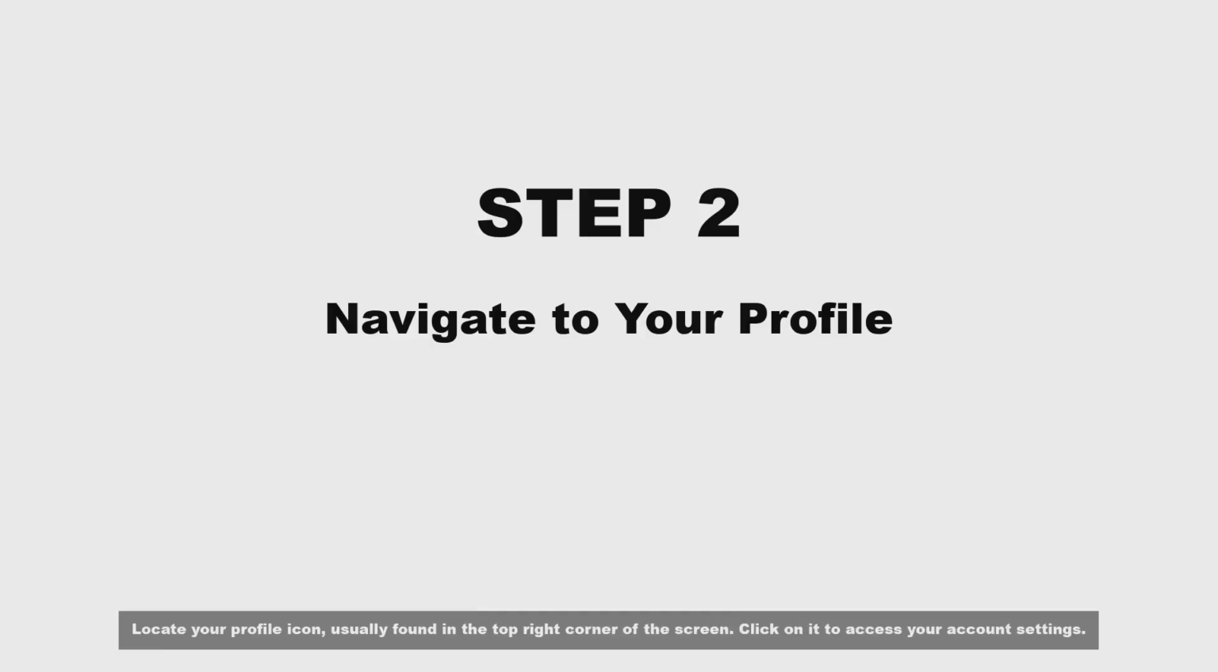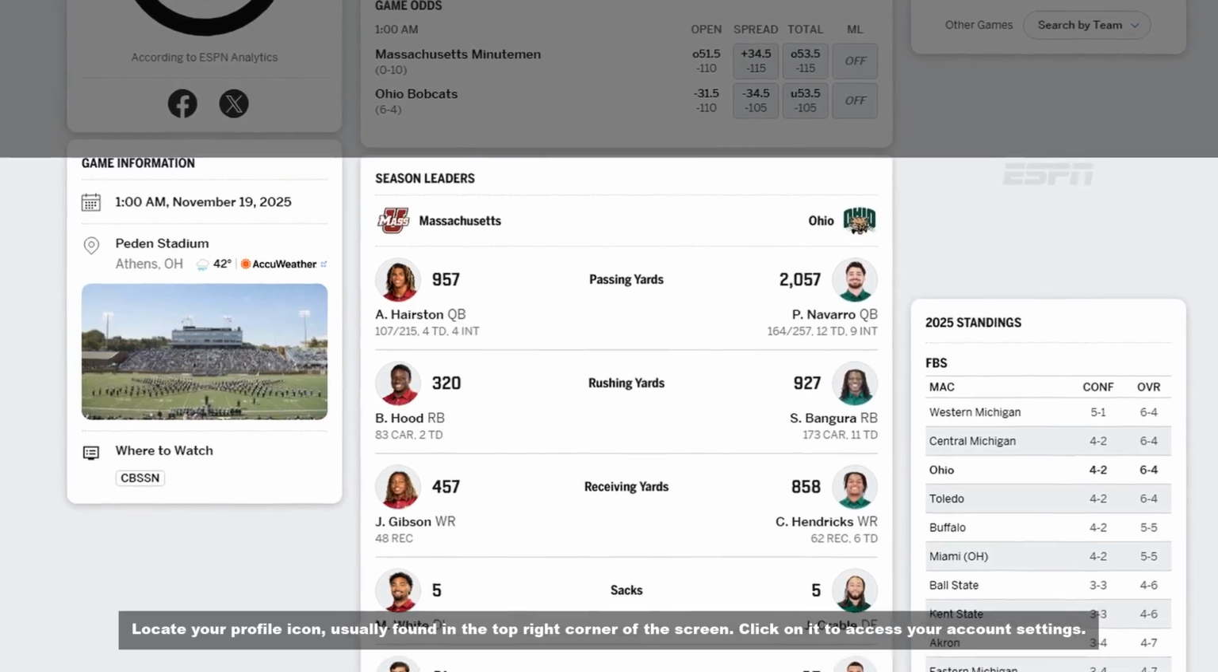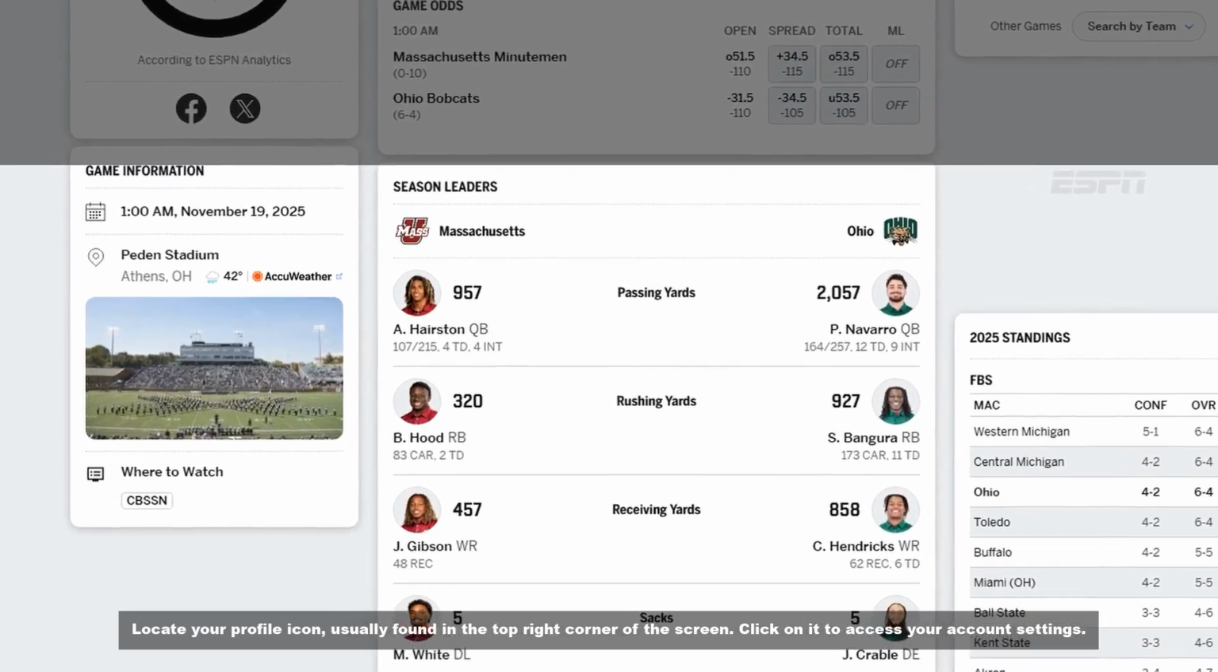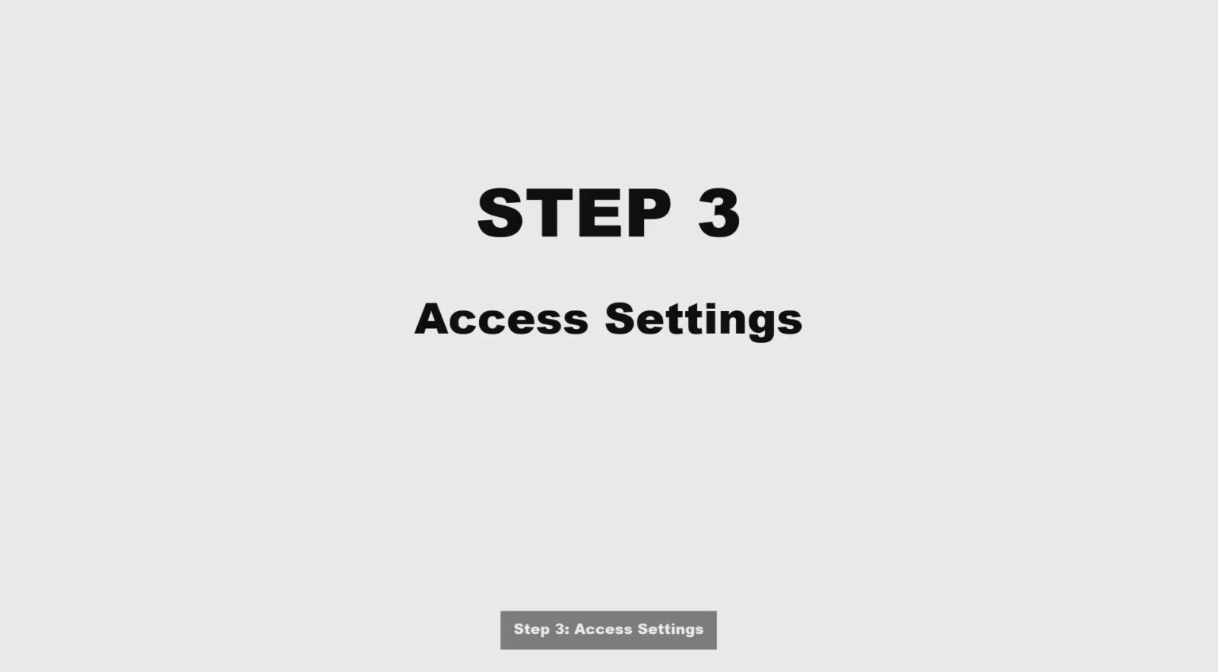Step 2. Navigate to your profile. Locate your profile icon, usually found in the top right corner of the screen. Click on it to access your account settings.